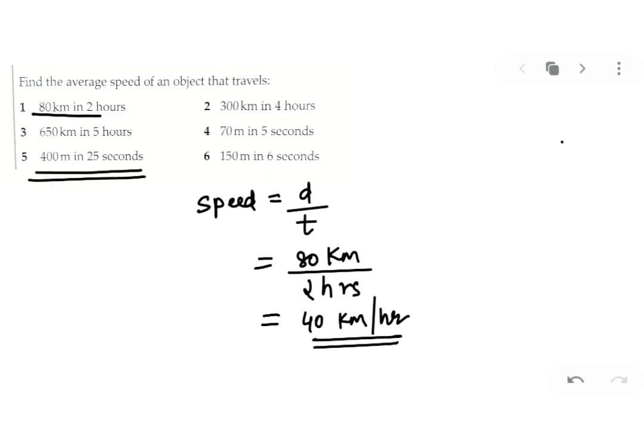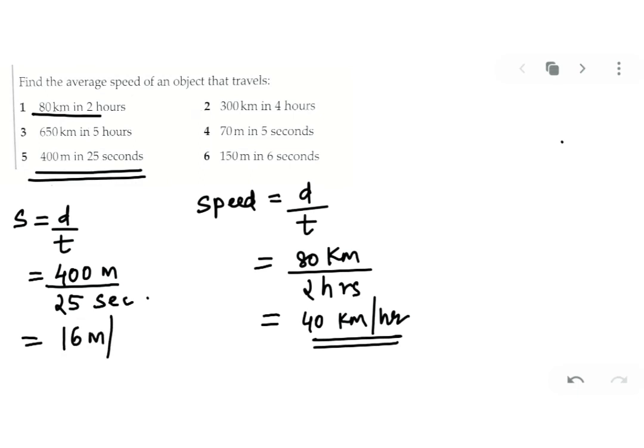Okay. Next I'll take the fifth, which again says you have to find speed, and speed is distance upon time. Distance this time is given as 400 meters and time is given 25 seconds. So that will be 400 divided by 25 and you will get 16, and this time your unit of speed will be meter per second. Got the concept clear? Can you do the remaining problems? Perfect.